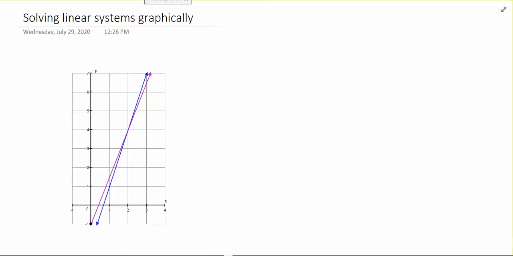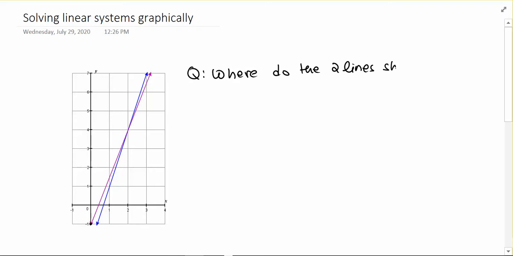Alright, so in this section we'll look at solving systems of linear equations. Let's start with a simple question. Where do the two lines shown meet? The answer is pretty easy. You can look at this, eyeball it, and say it's right there.